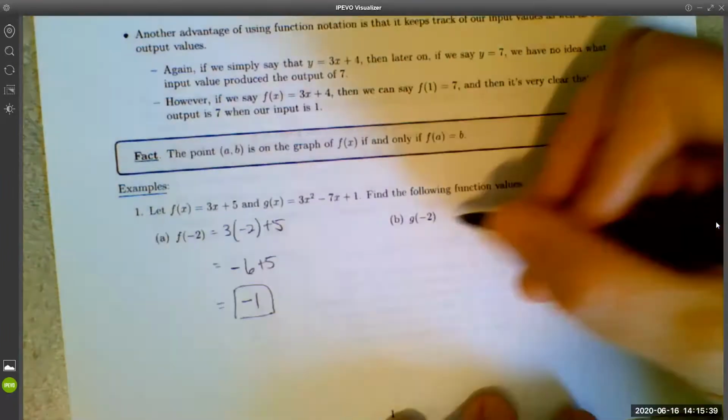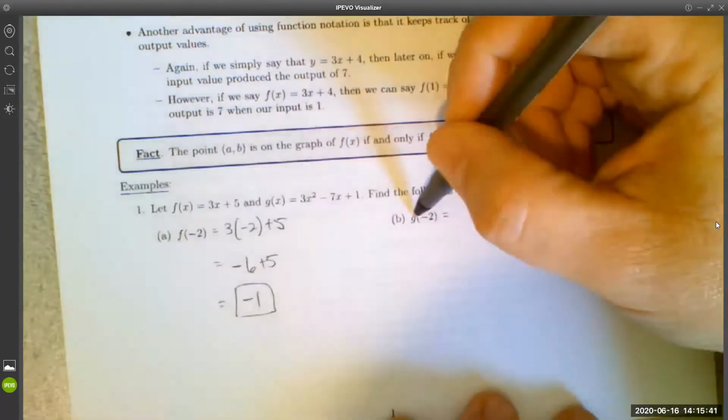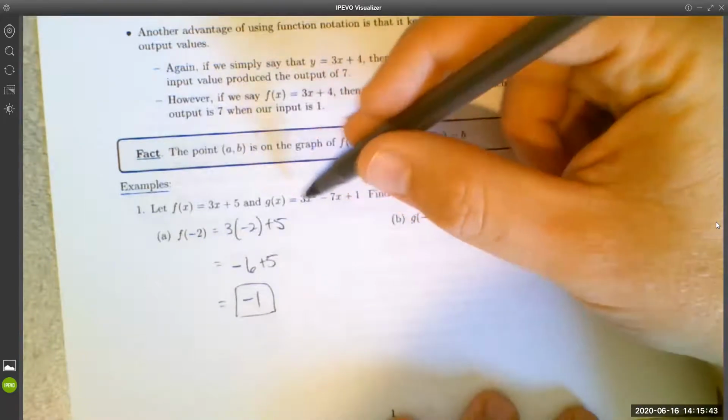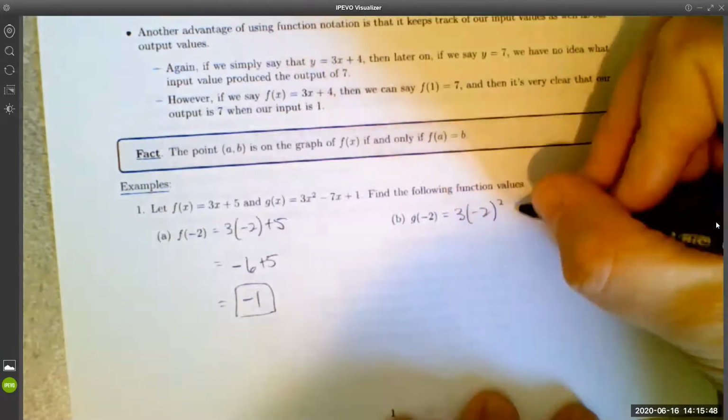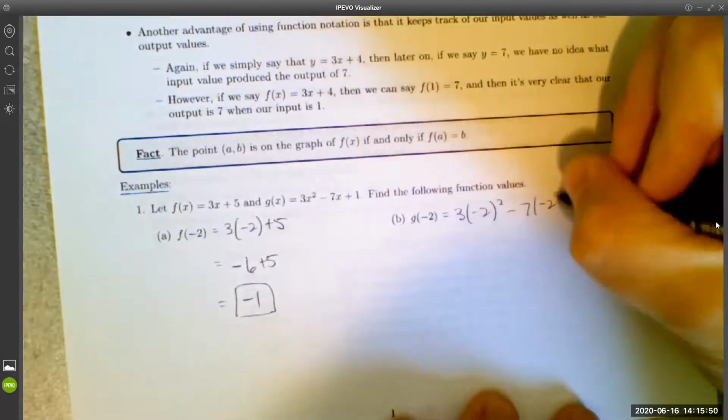For g of negative 2, I'm going to do the same thing, but this time I'm going to look at the function g. And everywhere I see an x, I'm going to replace it with negative 2. So I get 3 times negative 2 squared minus 7 times negative 2 plus 1.